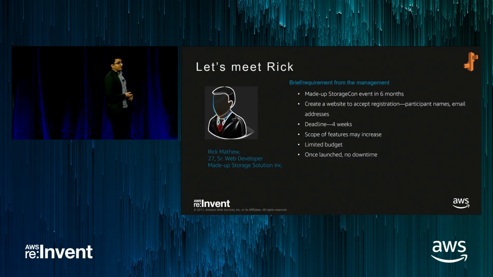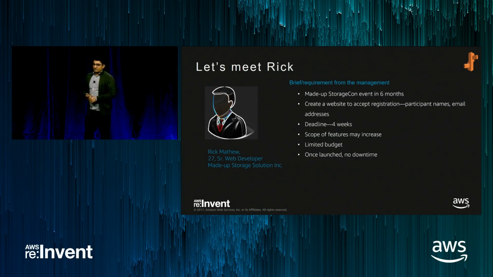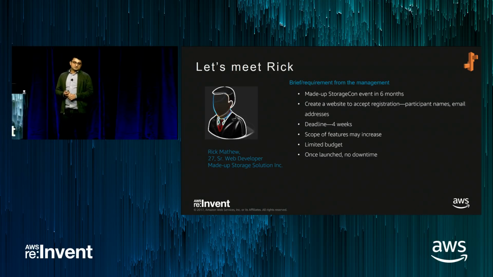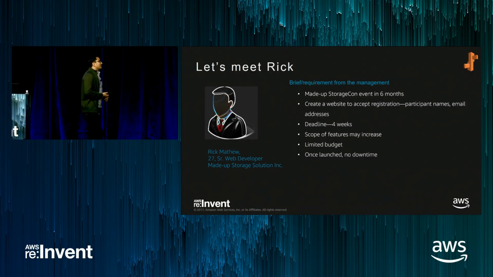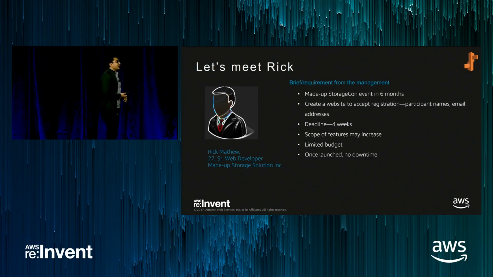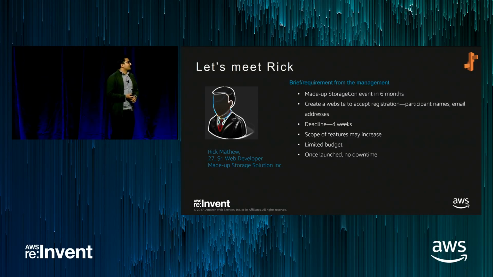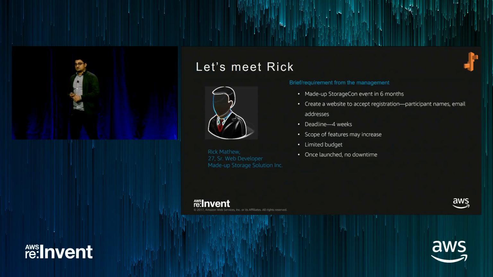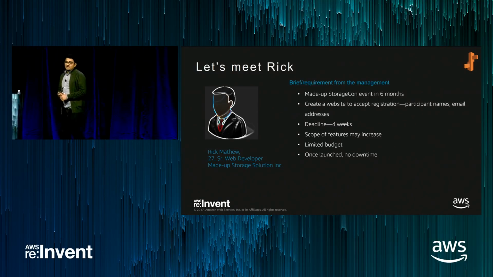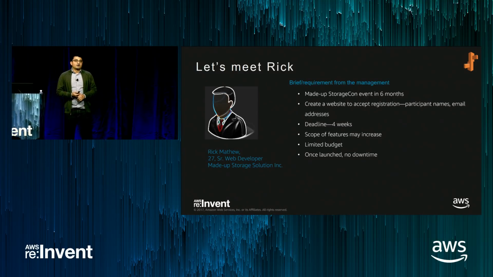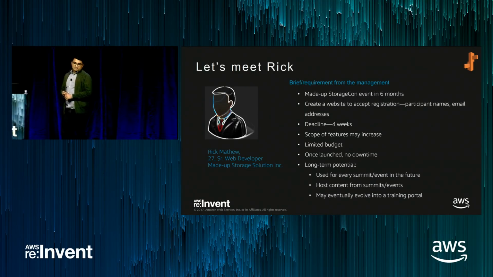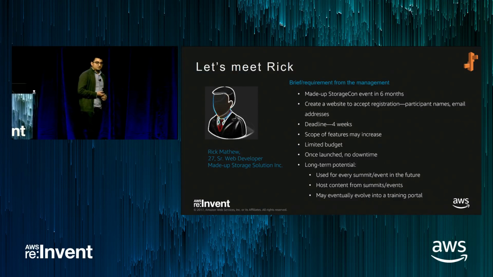His deadline is 4 weeks, so he needs to bring this up within 4 weeks so that people from different regions, different time zones can log in and register so that they have enough time. Scope is diverse, or it can change with time. They can use this website for accepting feedback, uploading content and other things. So he needs to be careful about change of scope.